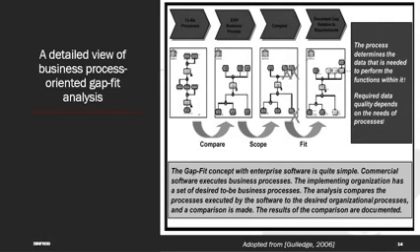In this figure, we explain a detailed view of business process-oriented gap fit analysis. The gap fit concept with enterprise software is quite simple. Commercial software executes business processes. The implementing organization has a set of desired to-be business processes. The analysis compares the processes executed by the software to the desired organizational processes, and the results of the comparison are documented. The process determines the data that is needed to perform the functions within the organization. Required data quality depends on the needs of the process.